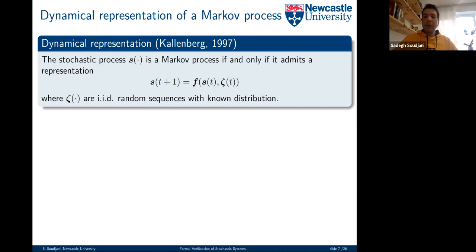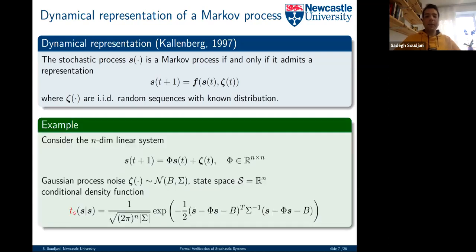Usually, if you look at control theory, they tend to work with this equation rather than the Markov process and the transition kernel. But if you want to study the probabilistic behavior of the system and the probability of satisfying specifications over paths of the system, it's better to use the Markov process representation than the dynamical representation.